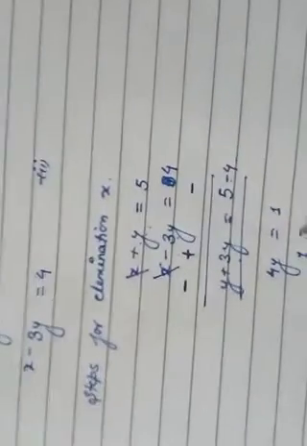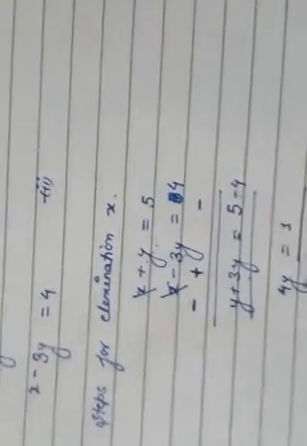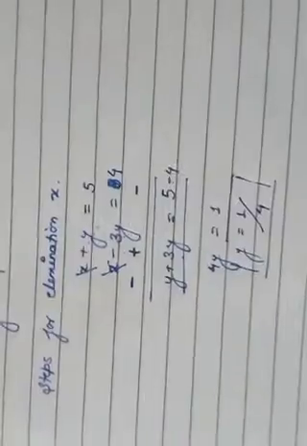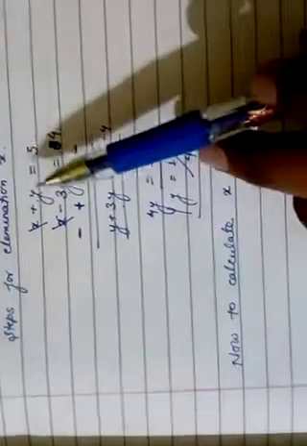Since we are multiplying by minus, there will be a sign change. x is cancelled out by x, and now plus y and plus 3y, so y + 3y = 5 - 4. So 4y = 5 - 4 = 1, and y = 1/4.